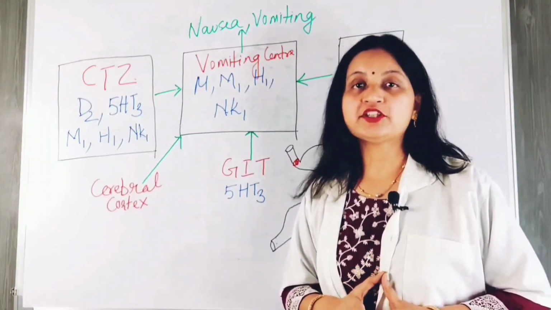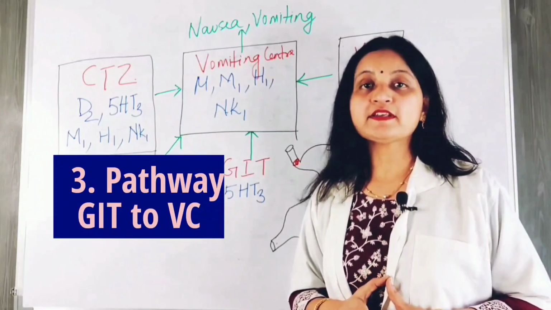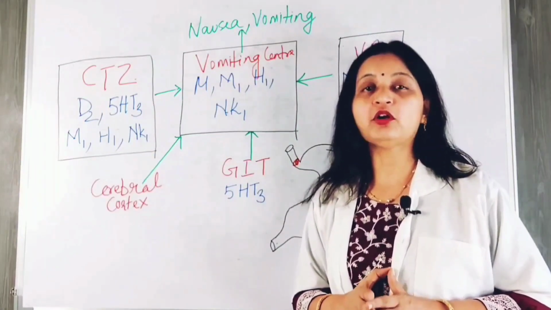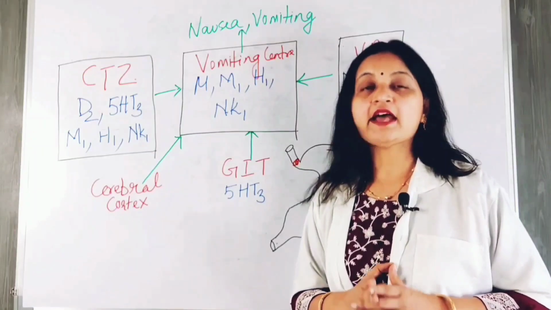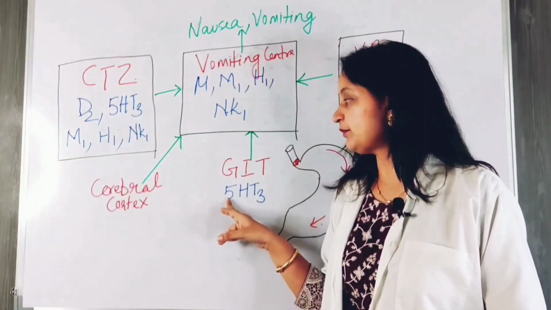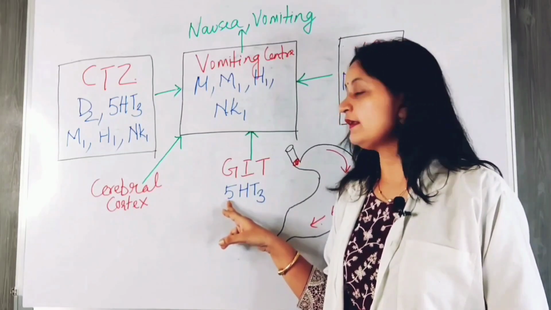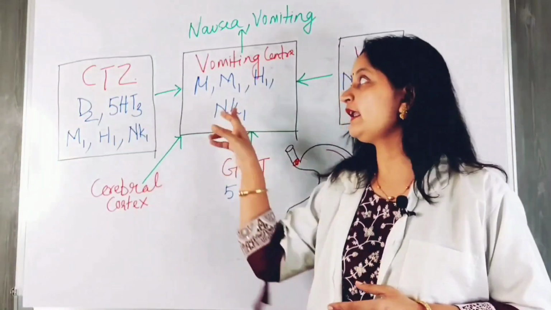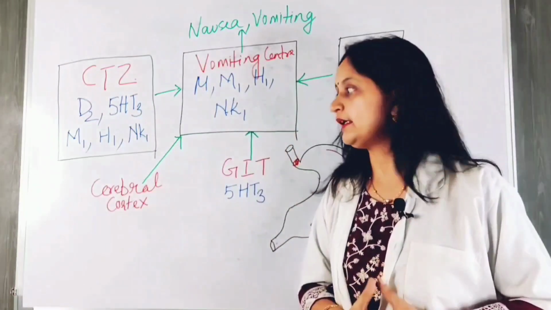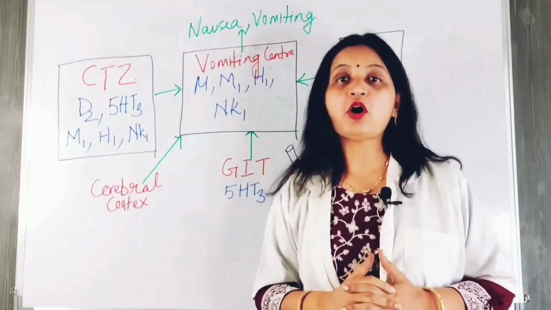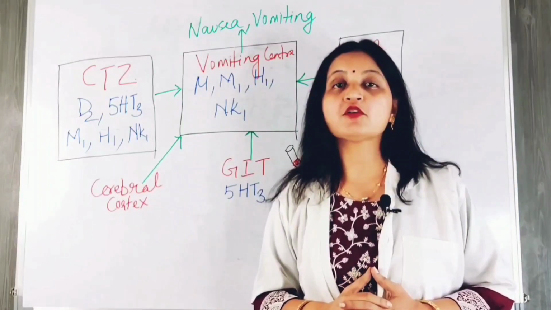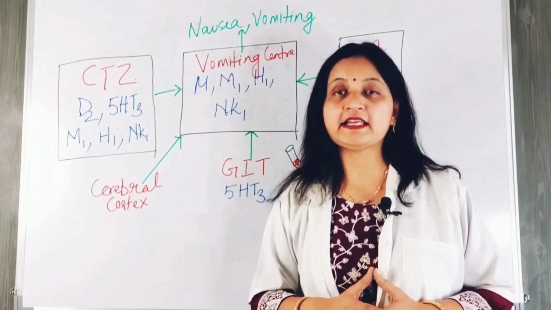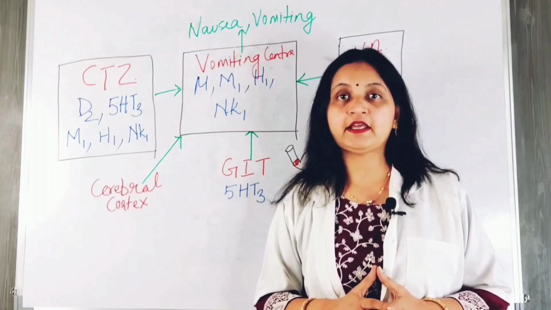The third pathway is through the GI tract. The GI tract expresses 5-HT3 receptors. Any irritation to the GI tract causes release of serotonin from the enterochromaffin-like cells, and serotonin stimulates the 5-HT3 receptors of the GI tract, which in turn sends impulses through the nucleus tractus solitarius to the vomiting center and can trigger nausea and vomiting. Lastly, the cerebral cortex can be stimulated because of emotions, unpleasant sight, or smell, and this can also send signals to the vomiting center which can cause nausea and vomiting.